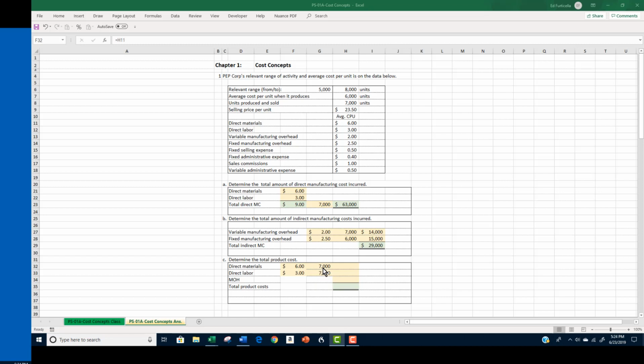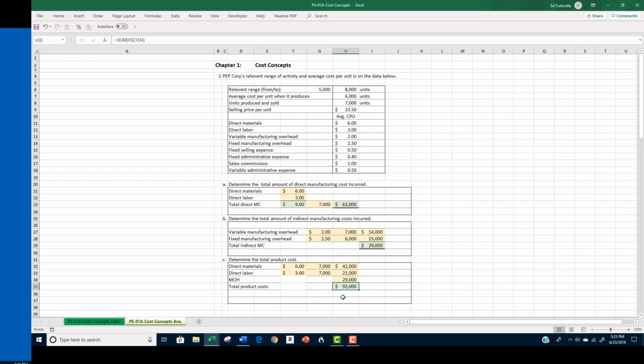The relevant data includes direct materials of $6 per unit times 7,000 units or $42,000. Direct labor of $3 per unit times 7,000 units produced or $21,000. And manufacturing overhead totaling $29,000 as calculated above. All other data is irrelevant. The problem is solved by adding the three amounts for a total of $92,000.